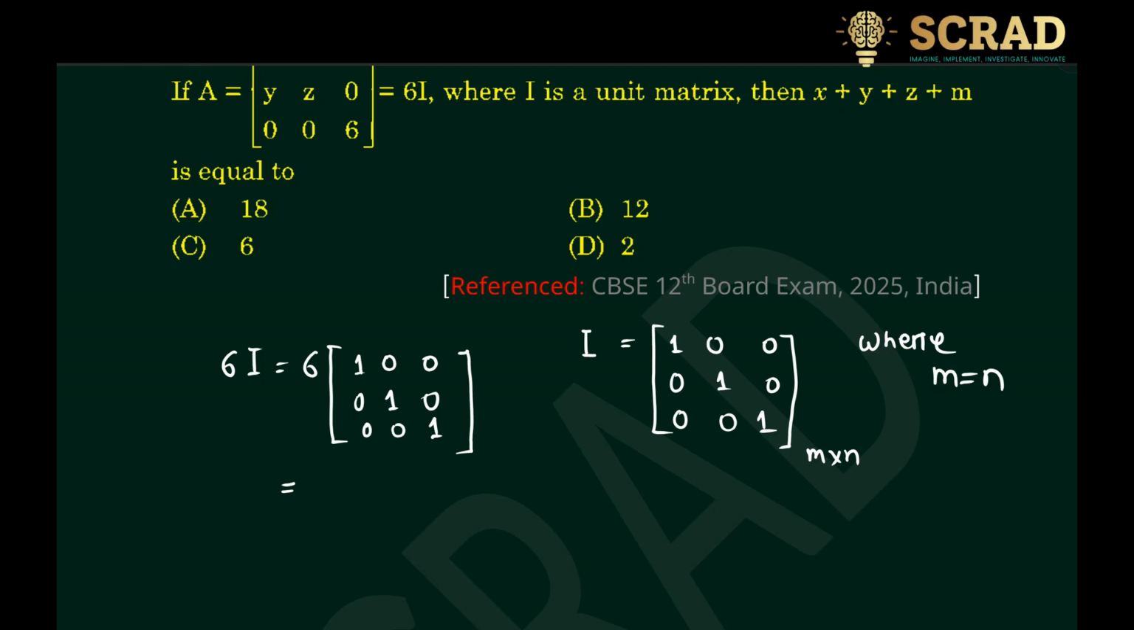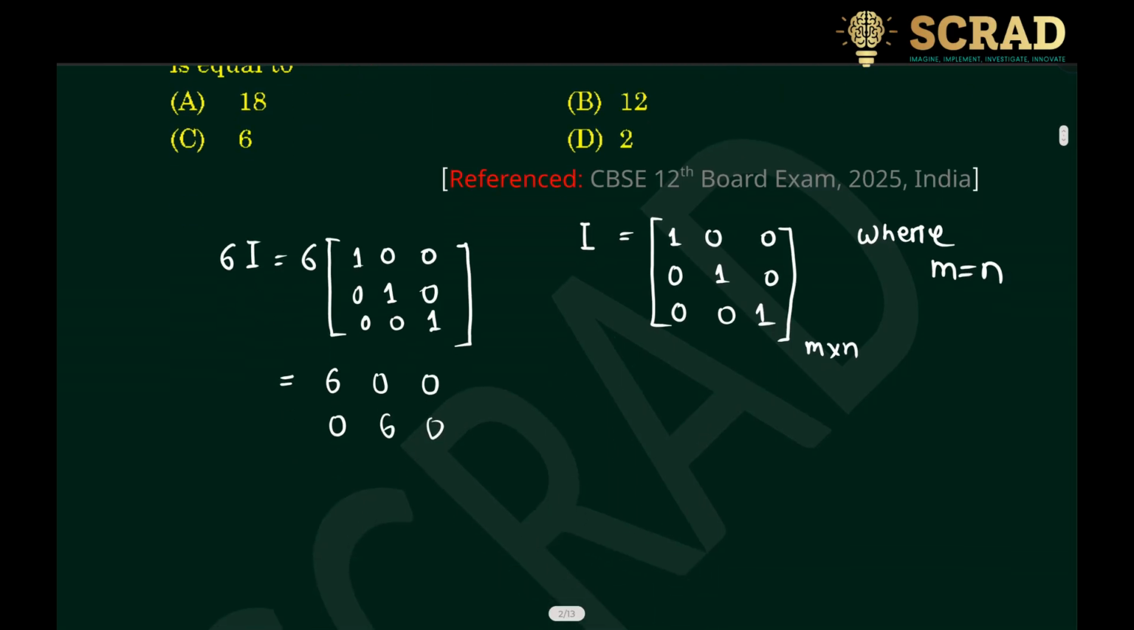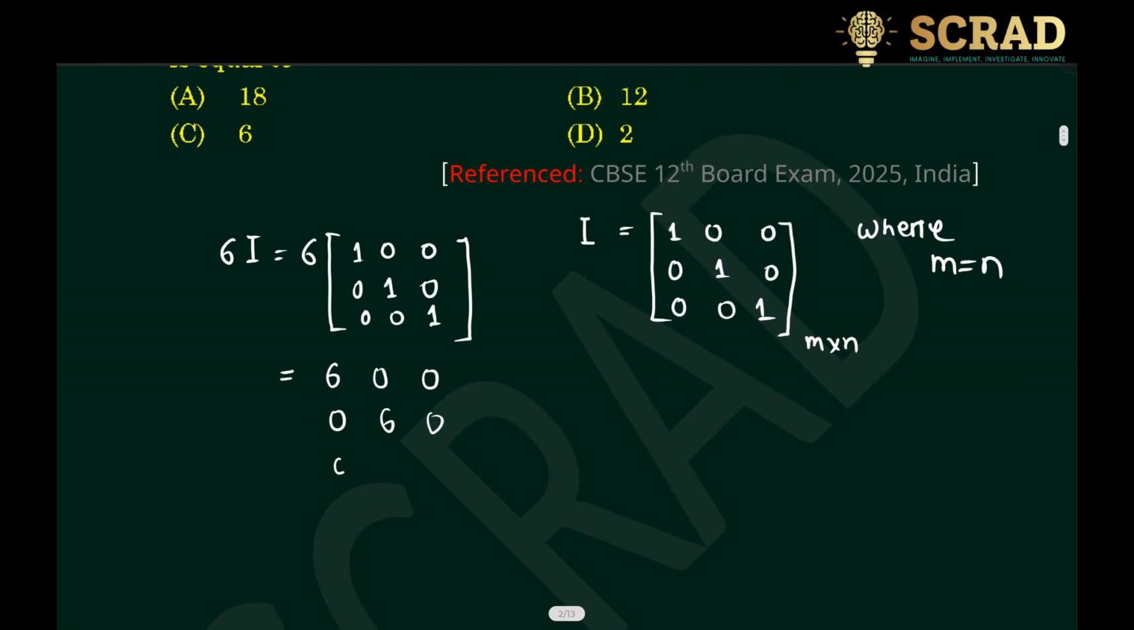6 multiplied with 1 will be 6. 6 multiplied with 0 will be 0. 6 multiplied with 0 will be 0. Okay. Then this will be 0, 6 times 1 is 6, 6 times 0 is 0. Then 6 times 0 is 0, 0, and 6 times 1 is 6. So this is the result of the multiplication of 6 with an identity matrix we got, right?